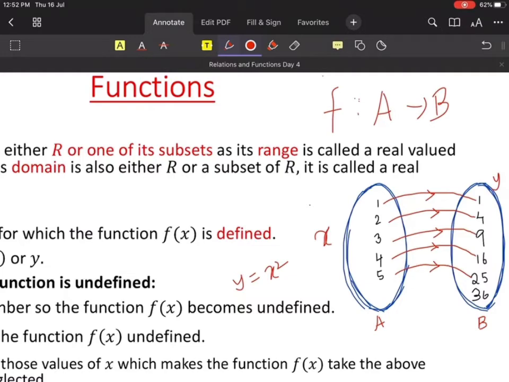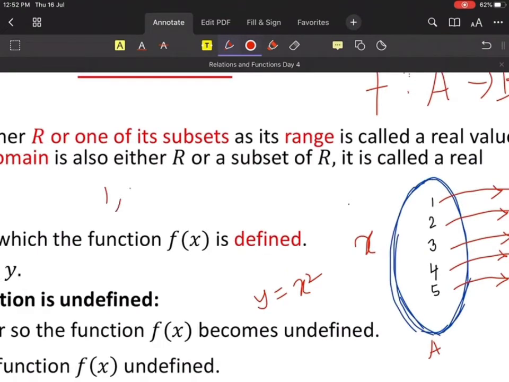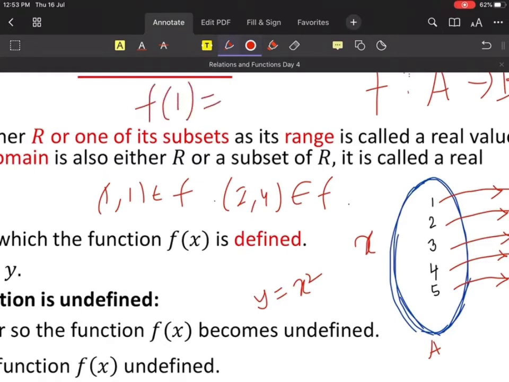2 comma 4 is an element of f. Right? 3 comma 9 is an element of f. Yes or no? Please tell me one by one. Yes, sir. 1 comma 1 is an element of f. 2 comma 4 is an element of f. Yes or no? Yes. In the previous slide, did we learn this thing?